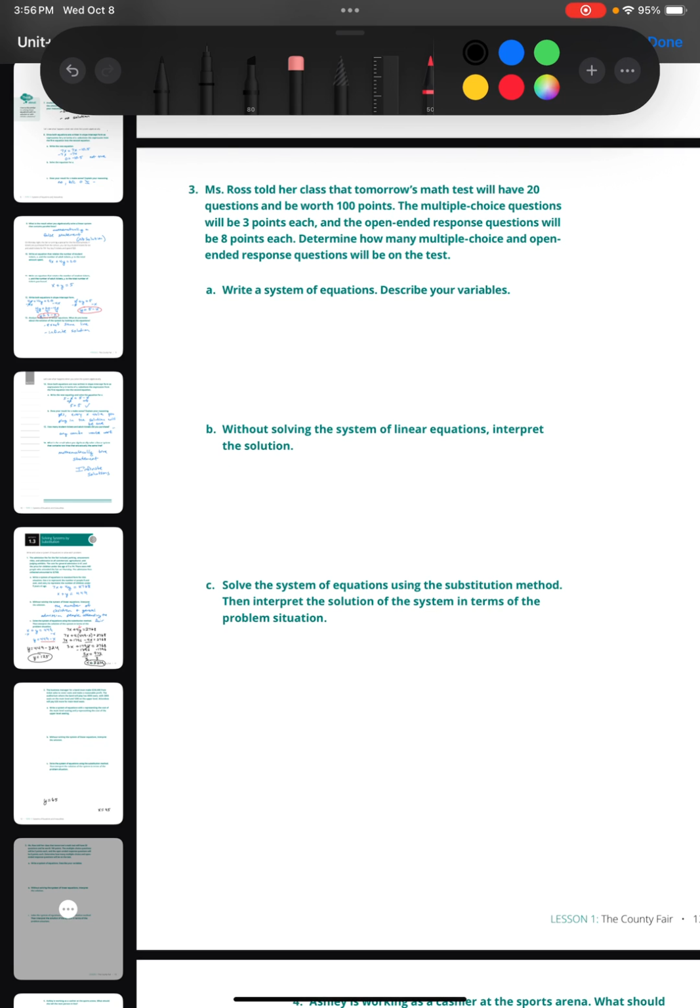All right, third one. Miss Ross told her class tomorrow's math test will have 20 questions and be worth 100 points. Multiple choice questions are 3 points each. Open-ended response questions will be 8 points each. Determine how many multiple choice and open-ended response questions there are.